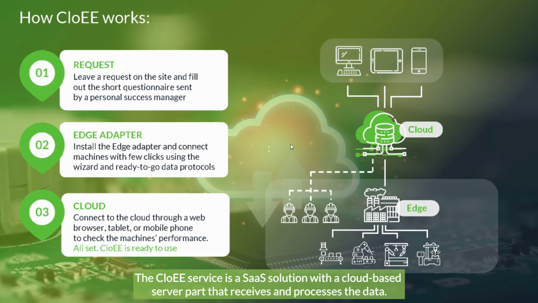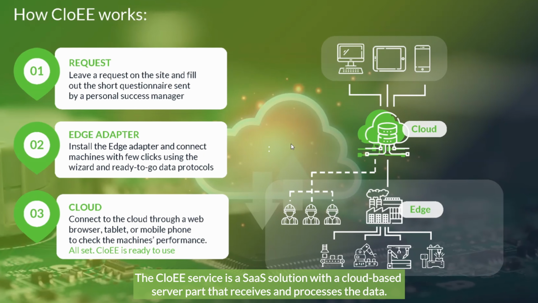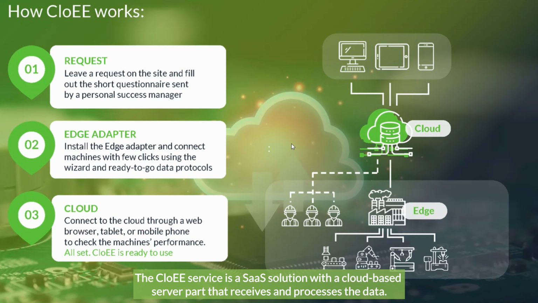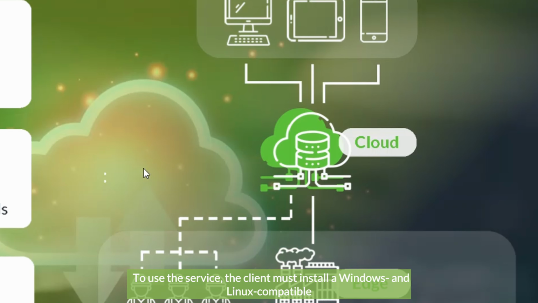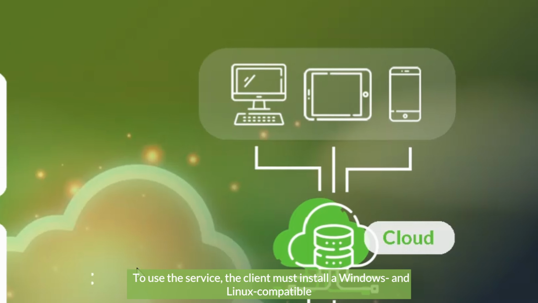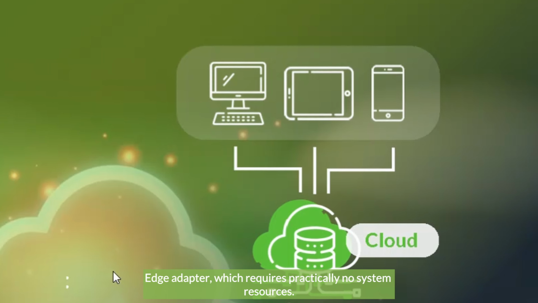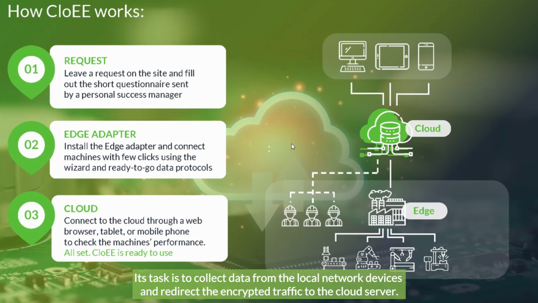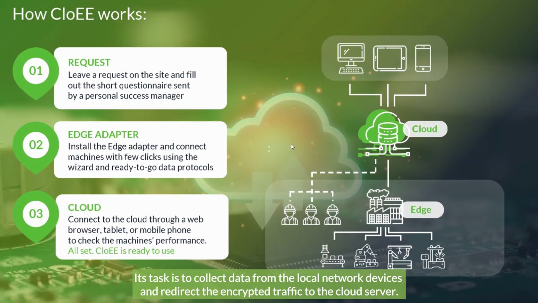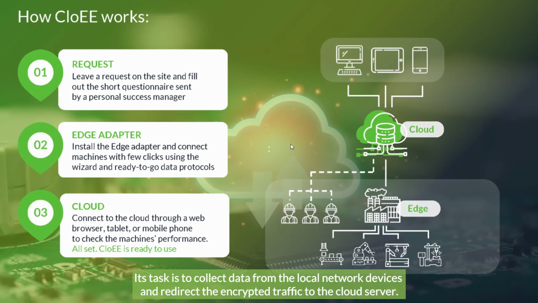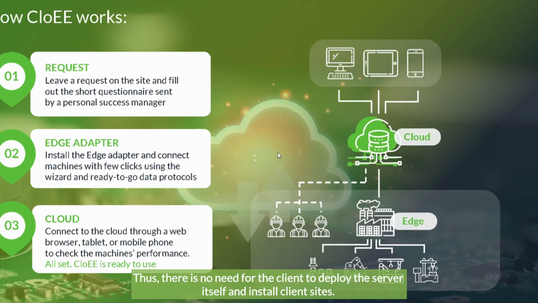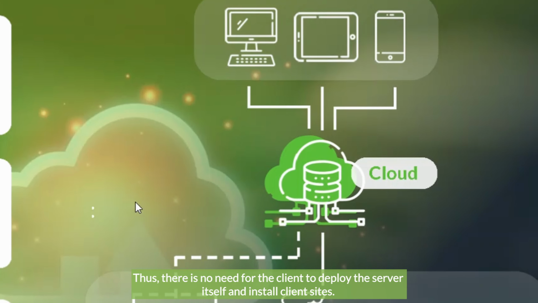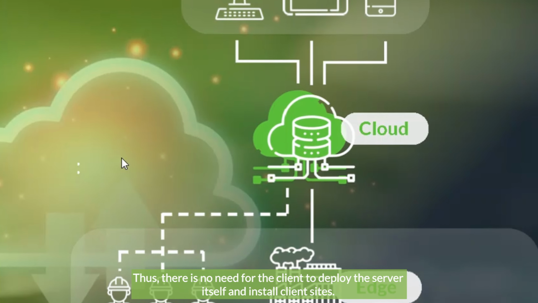The CloEE service is a SaaS solution with a cloud-based server part that receives and processes the data. To use the service, the client must install a Windows and Linux-compatible Edge adapter, which requires practically no system resources. Its task is to collect data from the local network devices and redirect the encrypted traffic to the cloud server. Thus, there is no need for the client to deploy the server itself and install client sites.